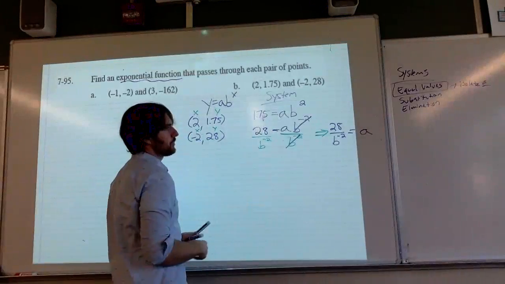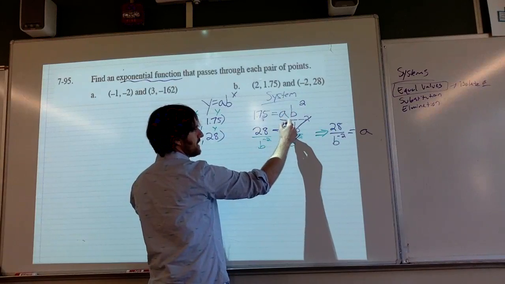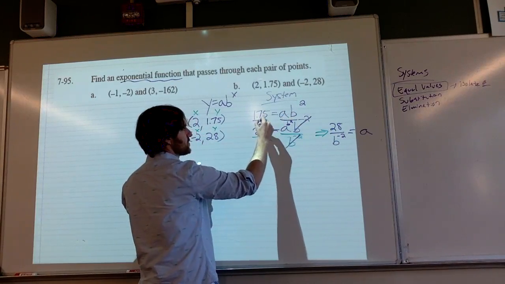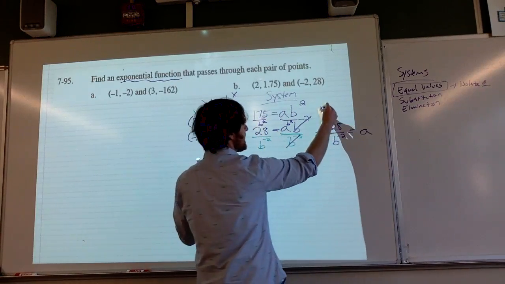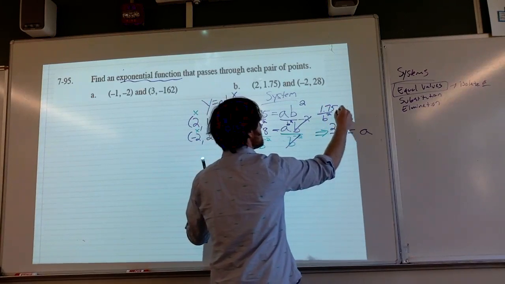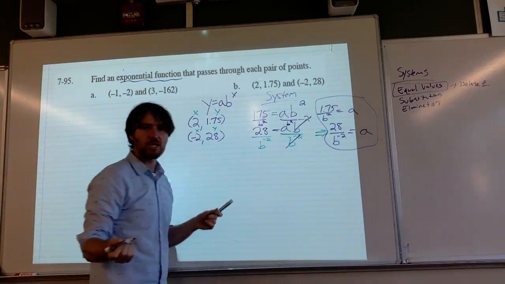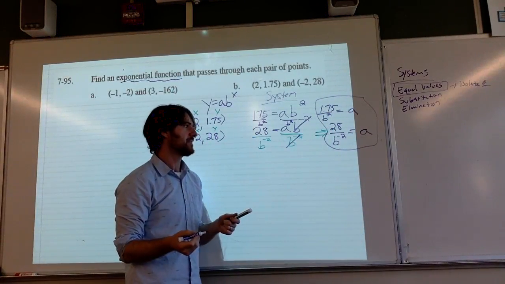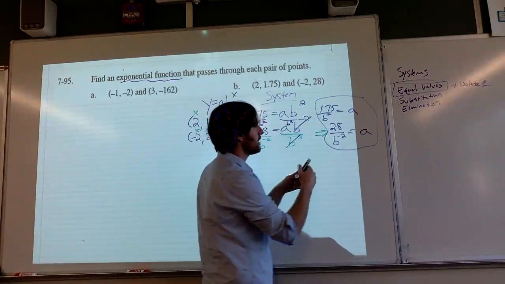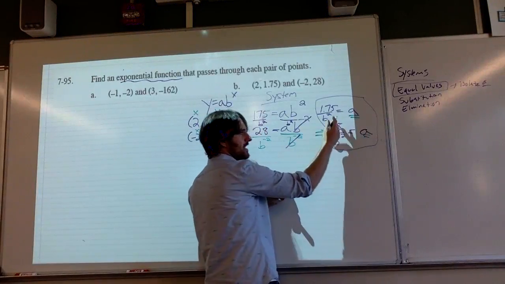I can do the same thing up here and isolate a as well. What am I dividing by this time? Well, b squared is being multiplied to a, so I'm going to divide both sides by b squared. And I get 1.75 over b squared is equal to a. So now I've just rewritten my 2 equations from my system setup, but I have a isolated. I know a can be represented as this, and I know a can be represented as this.